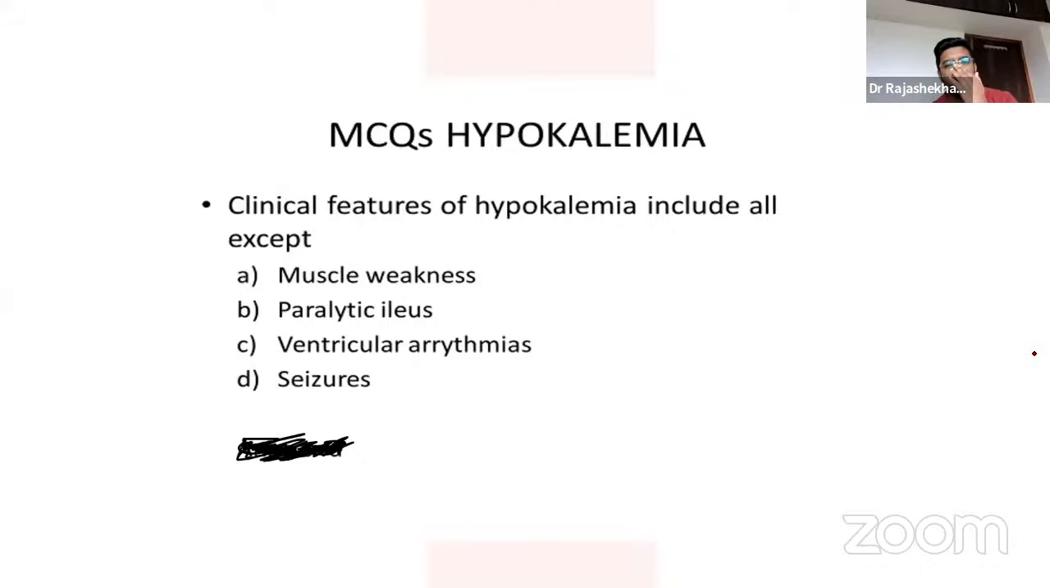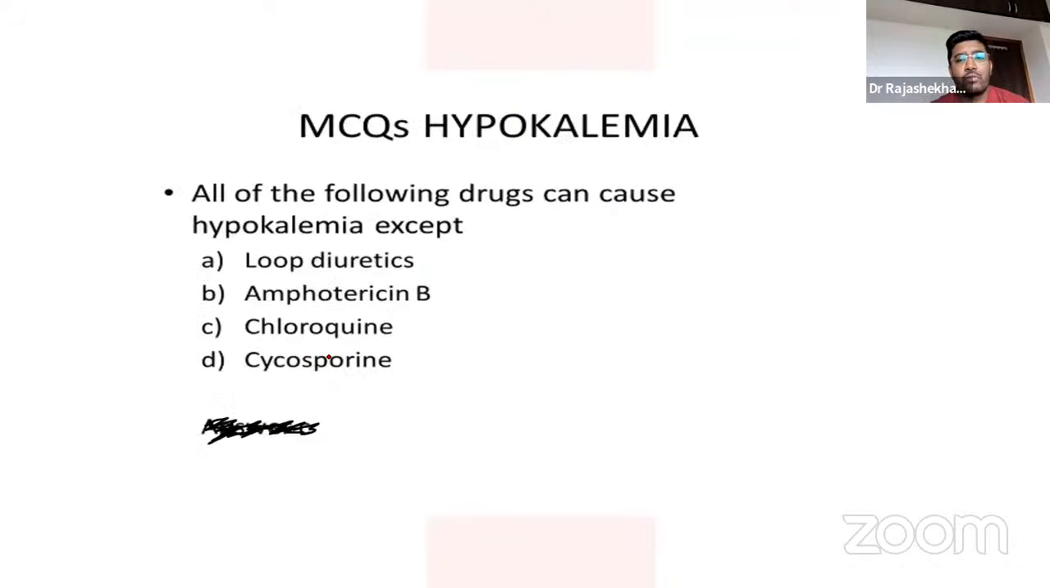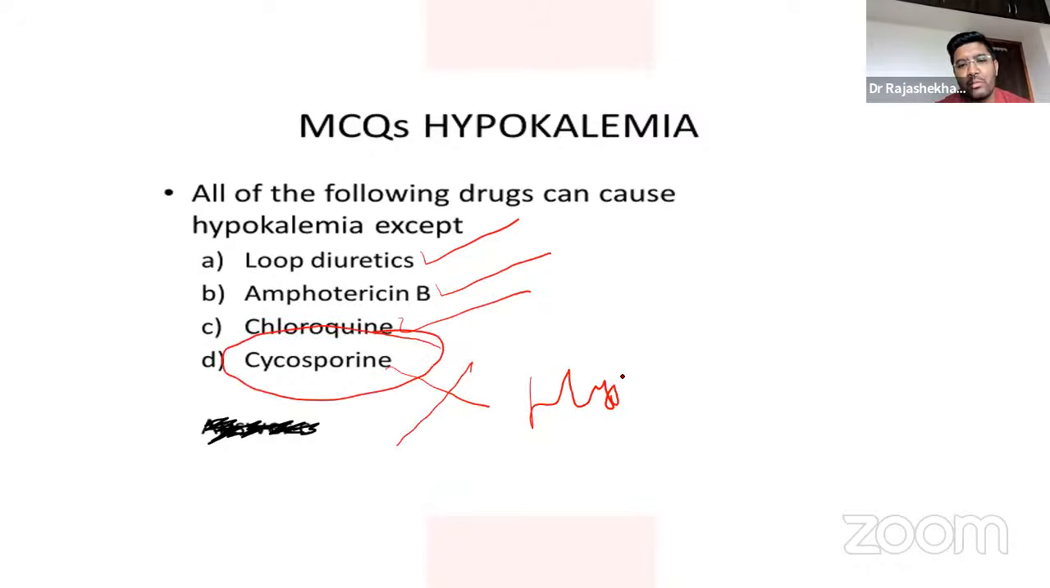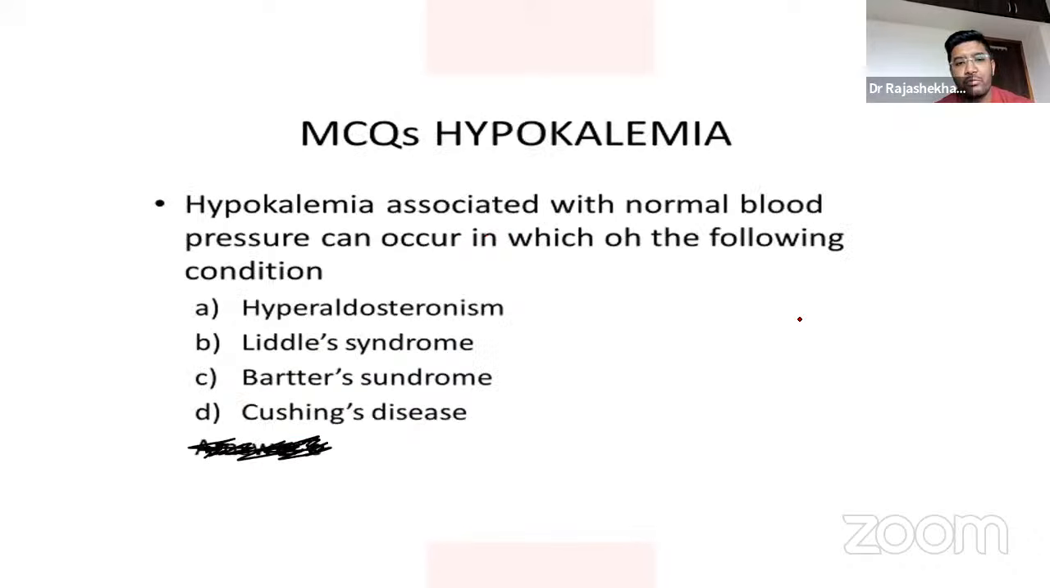Then clinical features of hypokalemia include all of the following except muscle weakness, yes, it can occur. Paralytic ileus can occur. Ventricular arrhythmias can occur. Seizures are not an effect of hypokalemia. All of the following drugs can cause hypokalemia except: diuretics can cause it, amphotericin B causes it, chloroquine can cause it, cyclosporin is not a cause of hypokalemia, it actually causes hyperkalemia and hyperuricemia also.